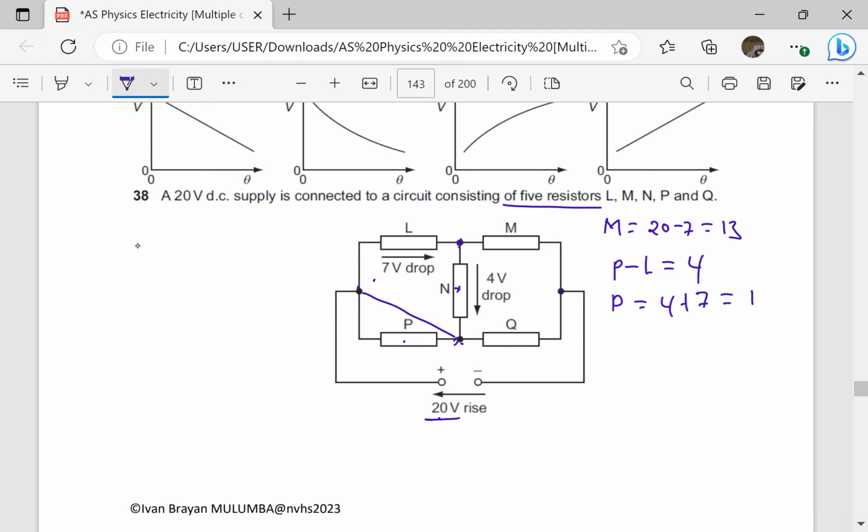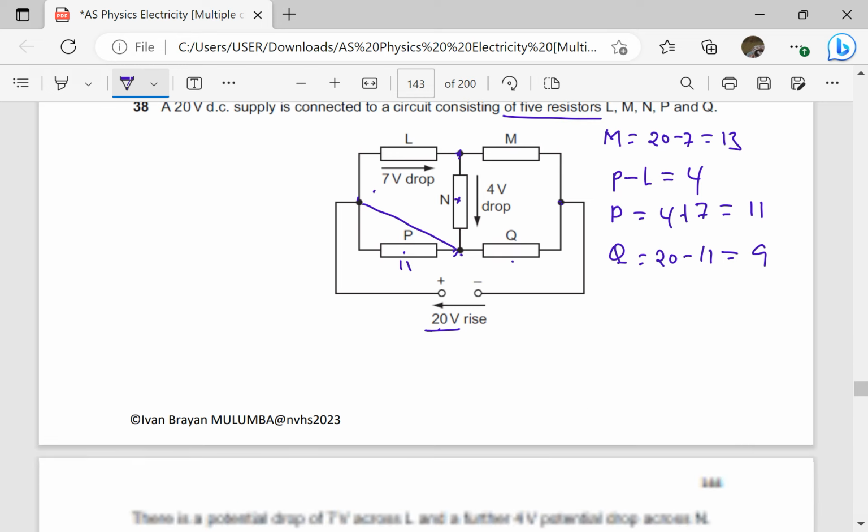That gives me 11. Then the PD across Q can be got from, remember, if this is 11, so it means Q is going to be simply 20 minus 11, which gives us 9. Or you can get Q via M and N. So Q can be M minus N, which gives us still 9. Therefore, note that M should be 13 volts, P should be 11 volts, and Q should be 9 volts. So let's check for such alternatives.